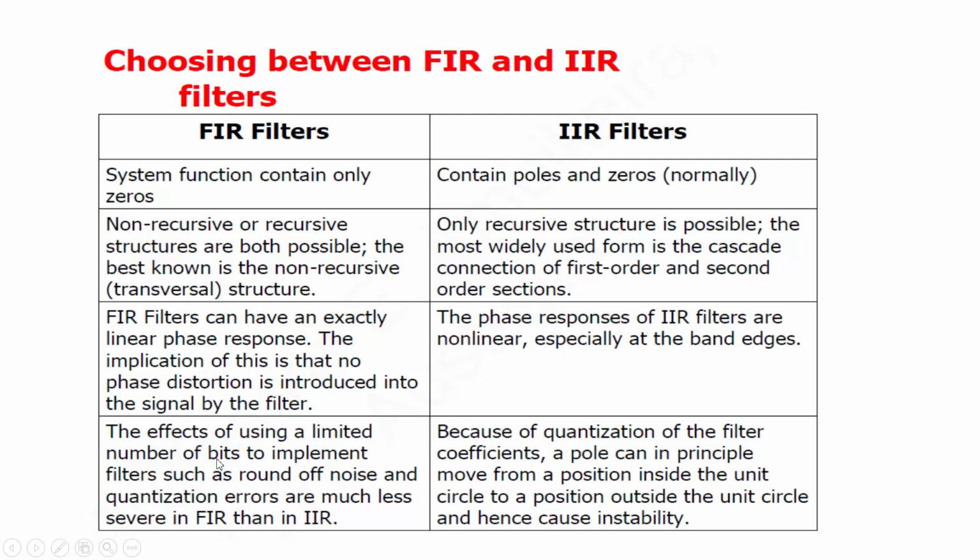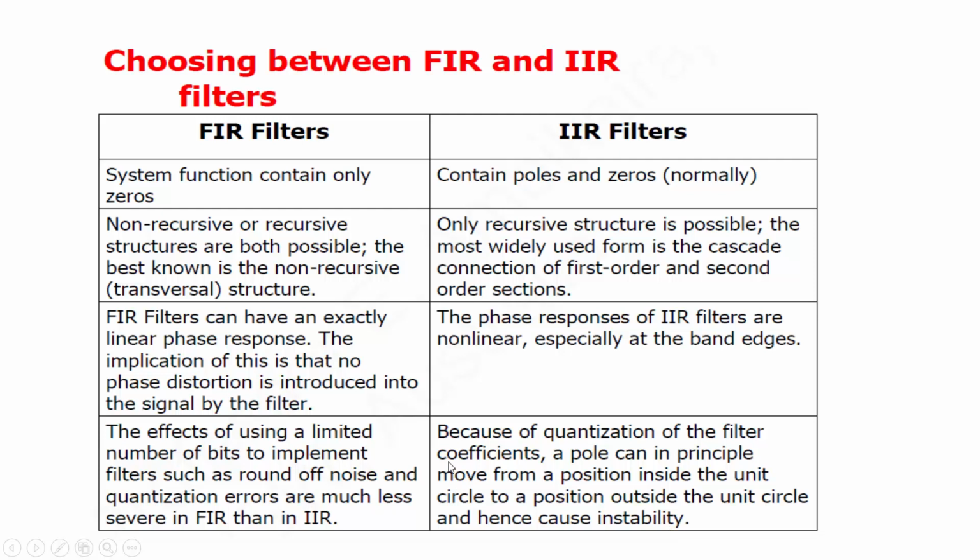The effects of using a limited number of bits to implement filters, such as round off noise and quantization errors, are much less severe in FIR than in IIR filters. In the case of IIR filters, quantization means the number of bits that you select for the input and also for the coefficient values. So because of quantization of the filter coefficients, a pole can in principle move from a position inside the unit circle to a position outside the unit circle and hence cause instability.